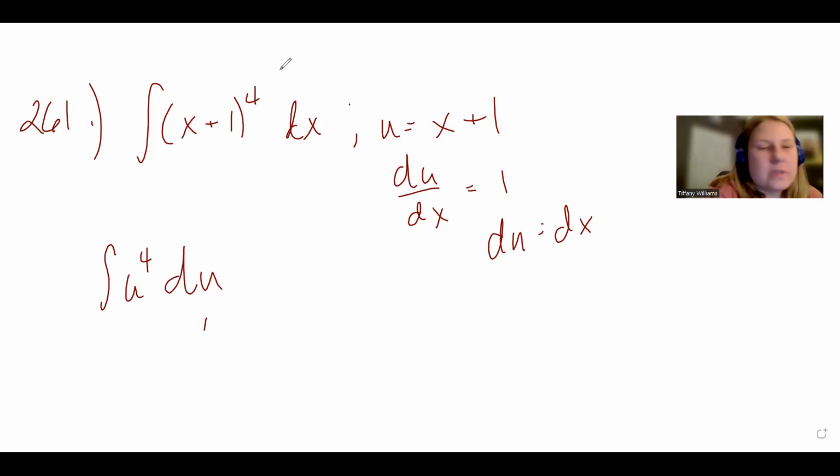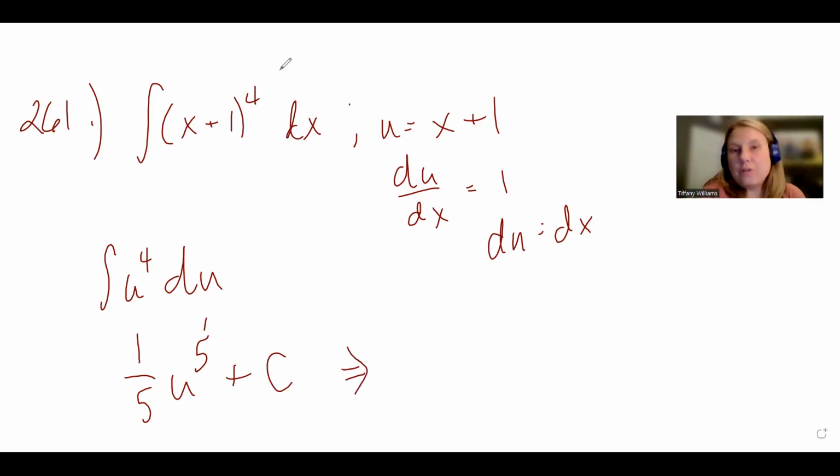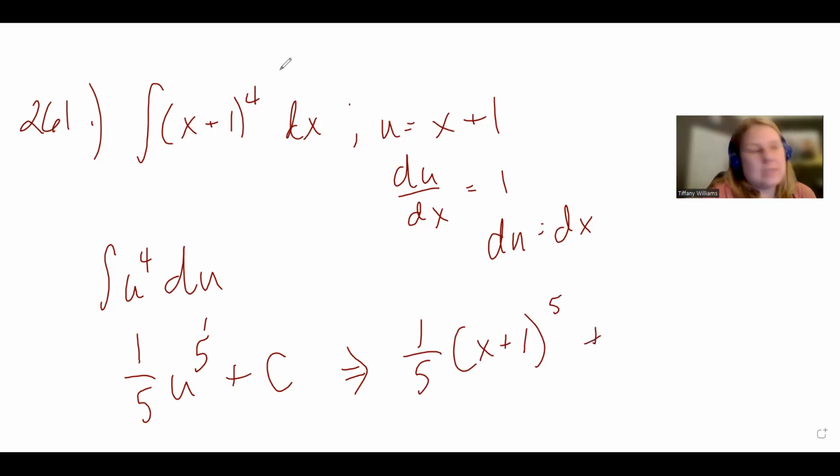All right. Now, as I go through and take my integral, notice taking the integral of u to the 4th is much easier than trying to figure out the integral of (x plus 1) raised to the 4th. So the integral of u to the 4th is going to be 1/5 u to the 5th plus c. And then I'm going to replace that u with what my substitution was. So u is x plus 1, giving (x plus 1) to the 5th over 5 plus c. That one's not too bad.